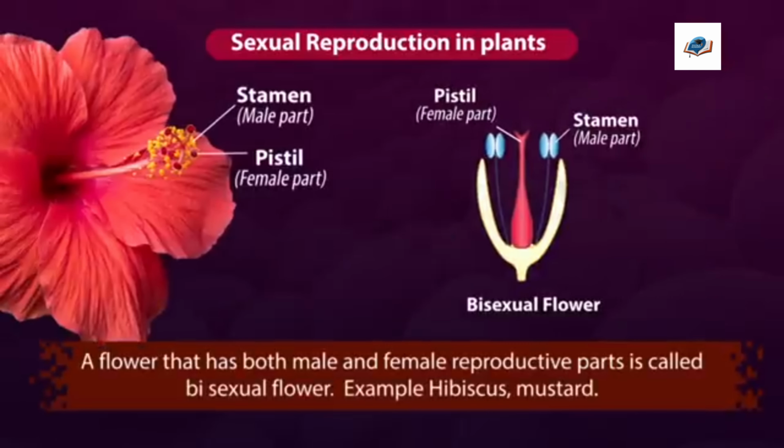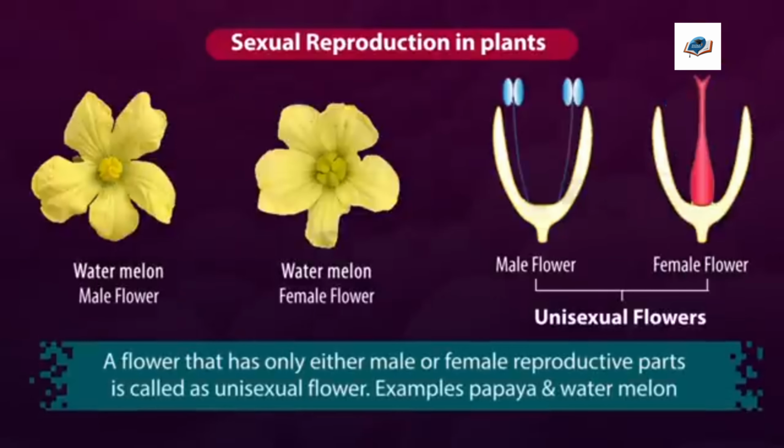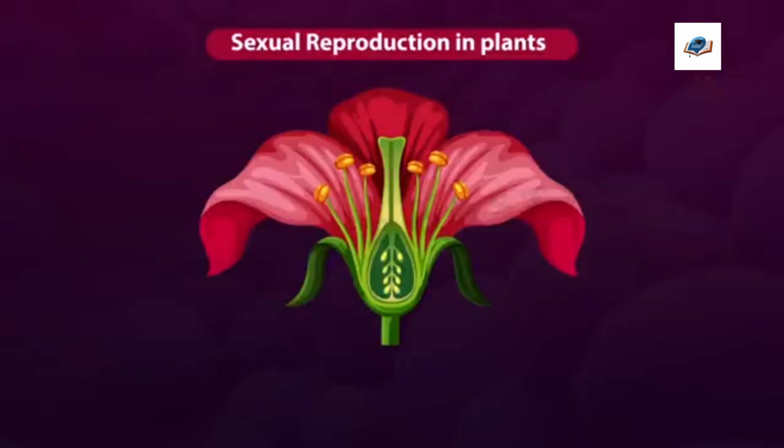A flower that has both male and female reproductive parts is called bisexual flower. Example, hibiscus, mustard. A flower that has only either male or female reproductive parts is called as unisexual flower. Examples, papaya and watermelon. Now let us study the reproductive parts of the flower.